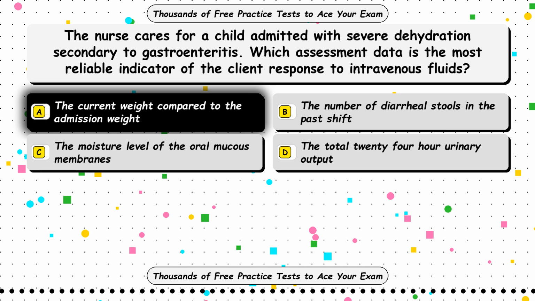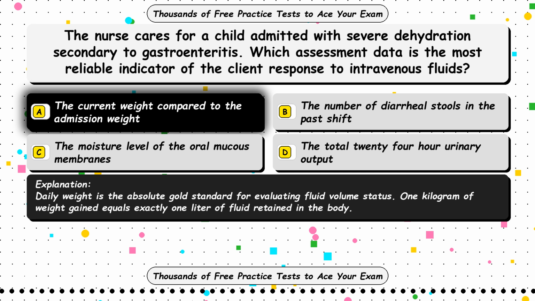The correct answer is option A. The current weight compared to the admission weight. Daily weight is the absolute gold standard for evaluating fluid volume status. 1 kilogram of weight gained equals exactly 1 liter of fluid retained in the body.